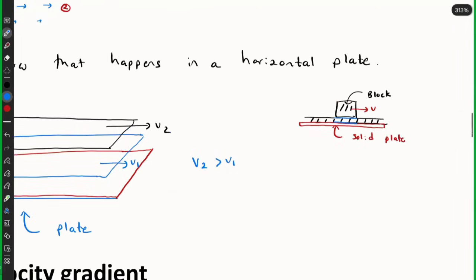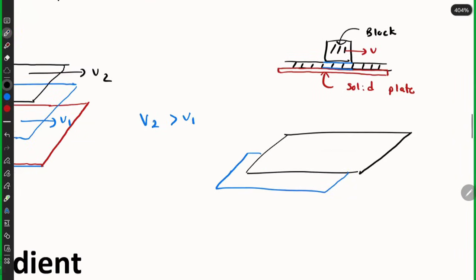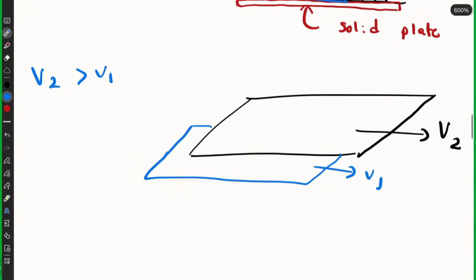Now, if you closely observe this, think about this layer, the top layer, and then the bottom layer. So when this moves with a particular velocity v2, and this moves with a particular velocity v1, you know that you have talked about relative motion, right? So when the top layer that I marked here moves faster than the bottom layer, there's going to be relative motion.